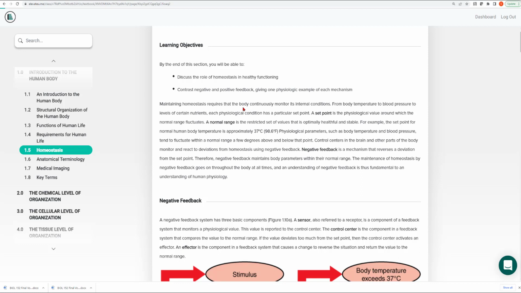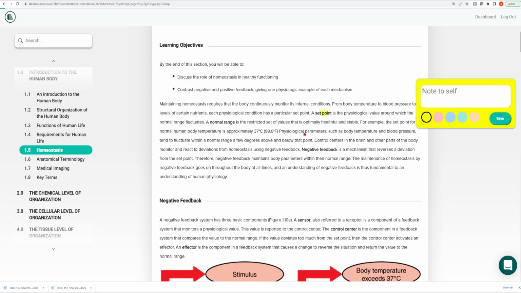No matter what you're eating, your blood sugar is going to stay relatively the same. Now, it's going to fluctuate up and down, but it's going to stay within a normal range. Your blood sodium levels, your blood calcium levels, your blood chloride levels, your oxygen levels in your blood, all of those things are going to stay relatively the same.